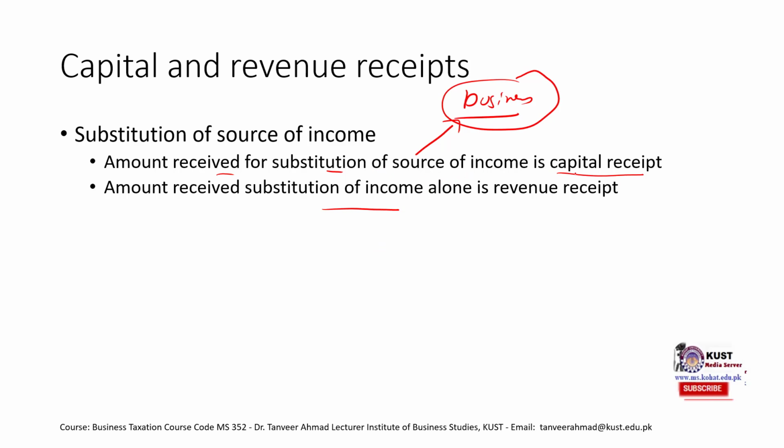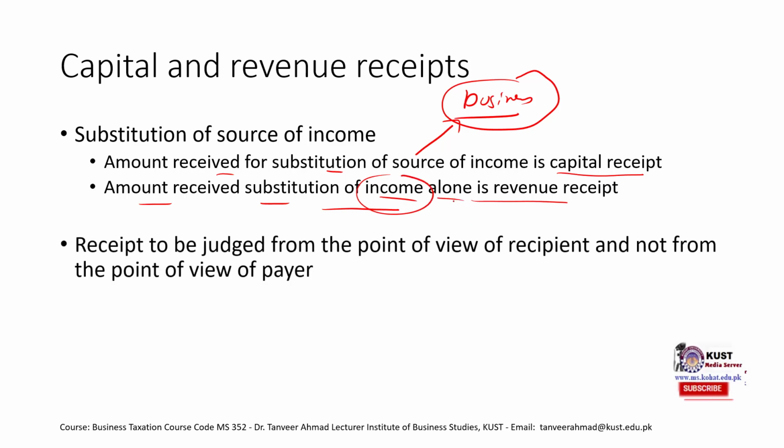It is capital received. We would not have to pay taxes on this, but any amount received for substitution of income alone would be revenue received. For example, there was certain life insurance or certain insurance on our inventory. So in this case, our inventory is damaged and we are not substituting our source of income, but rather substitution of our income, right, alone. Then that is an example of revenue received.